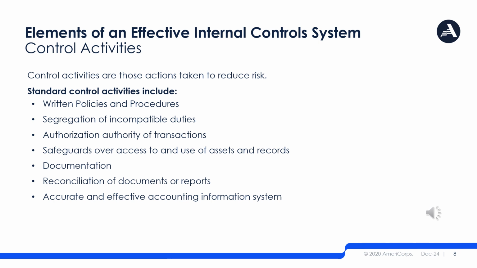Regarding documentation, the maintenance of grant transaction documents is important, such as travel meal reimbursement forms, rental agreements, contract files. The design and use of documents to record and track transactions, such as purchase orders, is also important. Other activities include the reconciliation of documents or reports, such as your mileage and travel reimbursement forms, your purchase orders, timesheets, and finally, there should be an accurate and effective accounting information system that includes the summarization of data and the availability of reports.